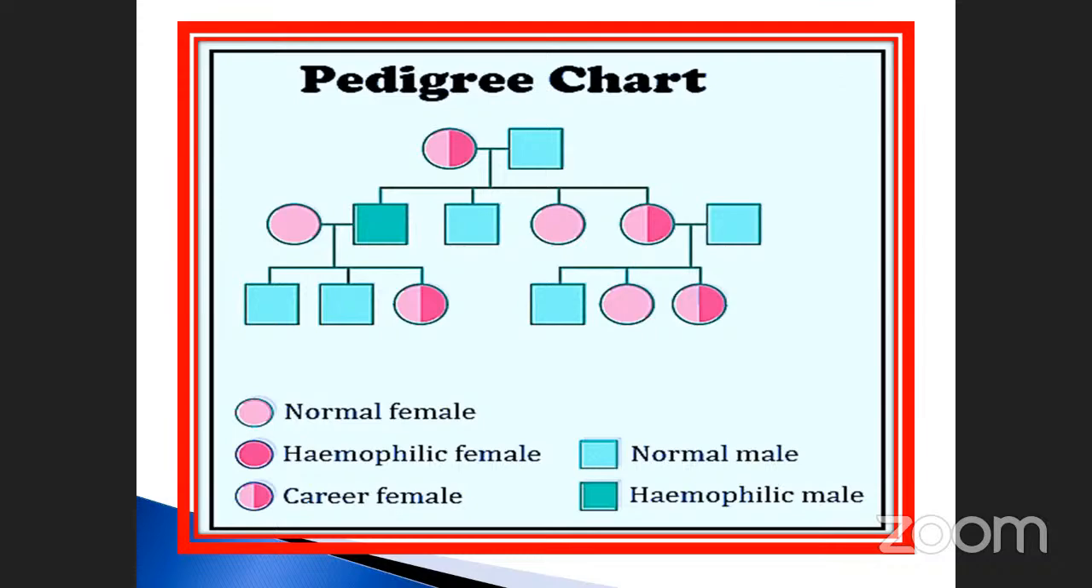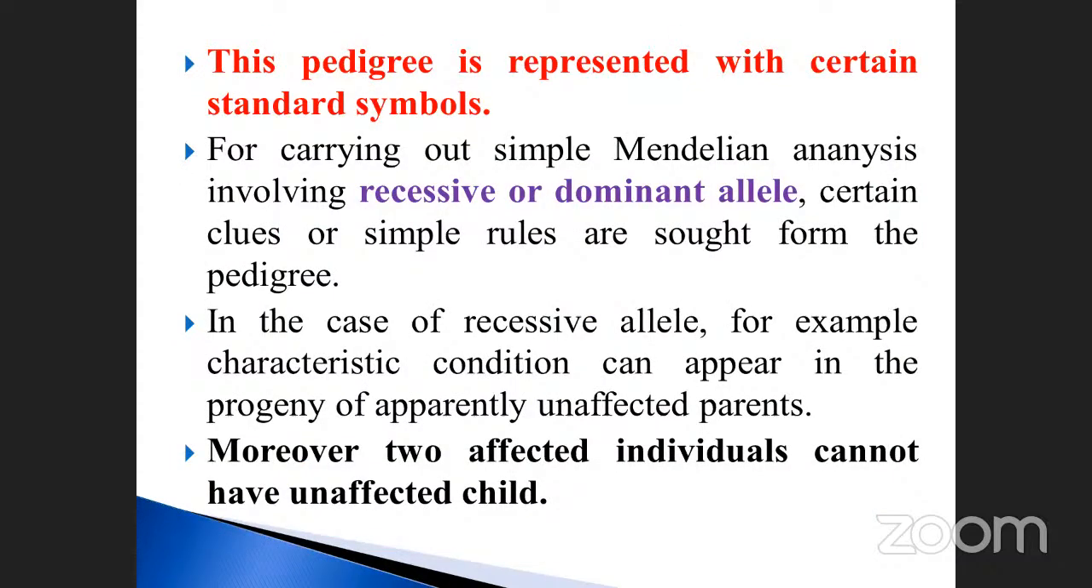Here, after that, he married some persons. What will happen here? These are normal. This is a carrier female. This is normal. This is normal. This is a carrier. Likewise, we can construct the pedigree chart. As a result, we can identify which person will be affected in the future also.